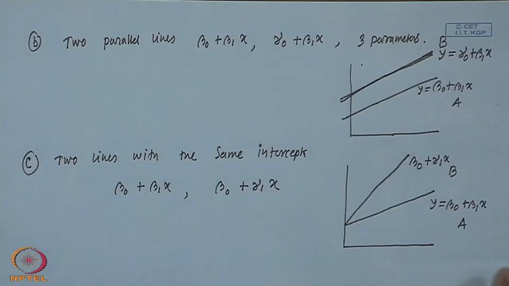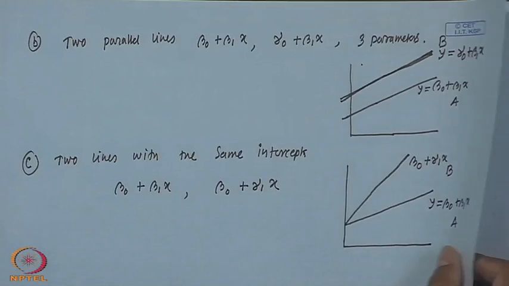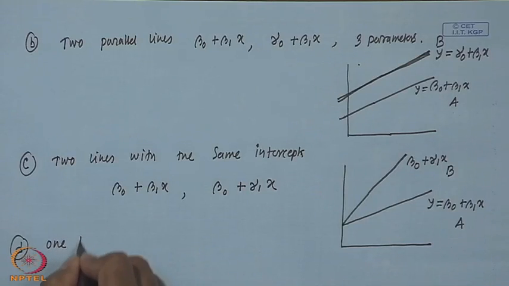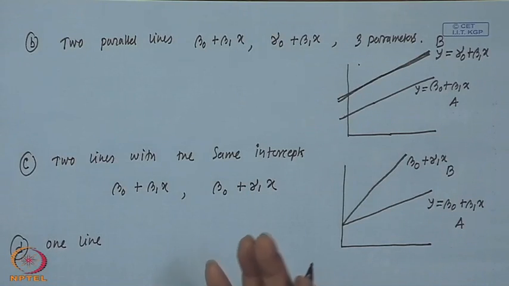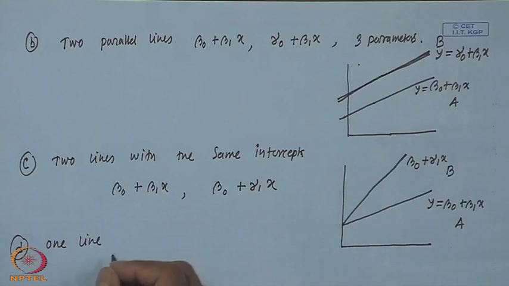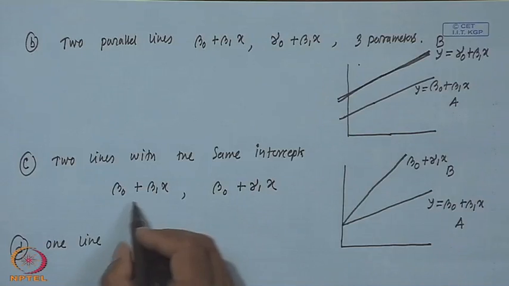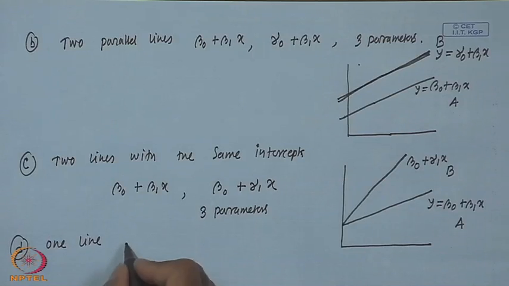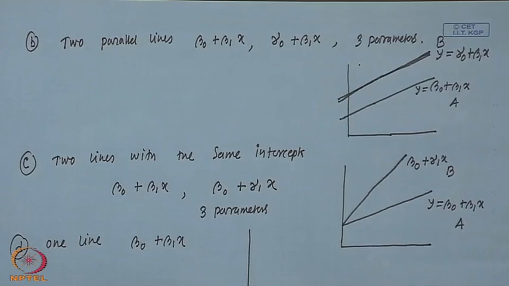And the fourth possibility is one line. Let me write here only one line. So, we are fitting the same line, or just one straight line fit, for both sets of data. Here I did not say how many parameters, 1, 2, 3. So, 3 parameters here and one line, and the line is beta naught plus beta 1 x. So, this is the line we are fitting for both the sets A and B, and here is the graph. So, this is the line y equal to beta naught plus beta 1 x.